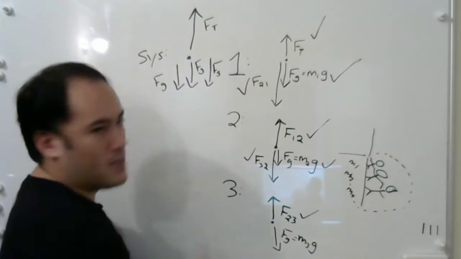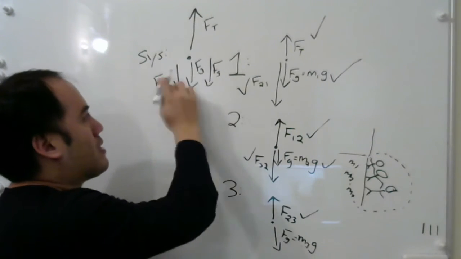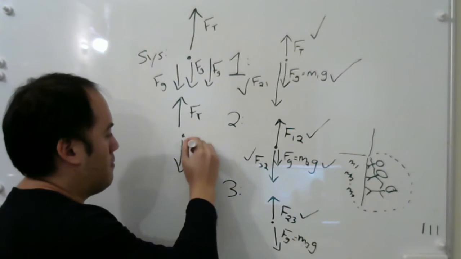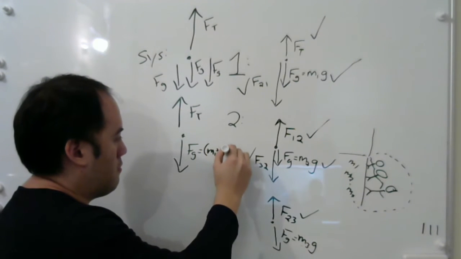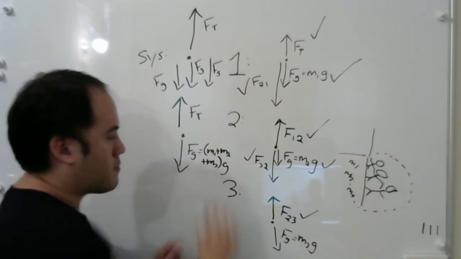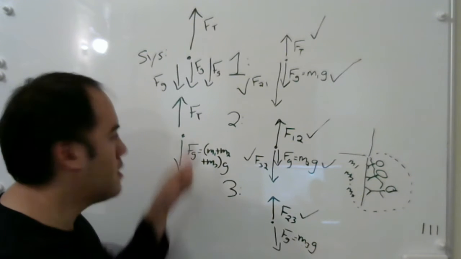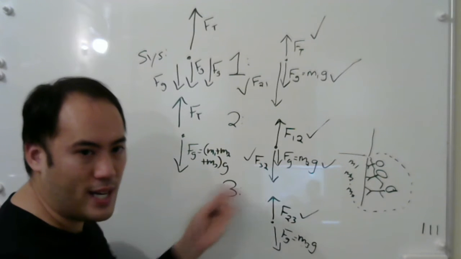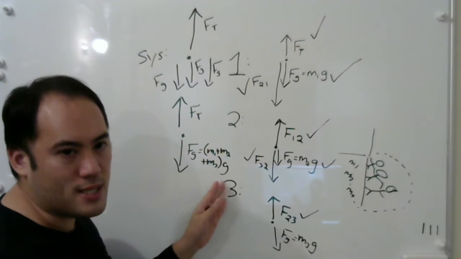And of course, if you wanted to make it even easier, you can combine all three of these forces of gravity into one: M times G, where M is the sum of M1, M2, and M3. So it was pretty obvious if you thought about it, but this is how you explicitly find Ft. Ft will be M1 plus M2 plus M3 times G.